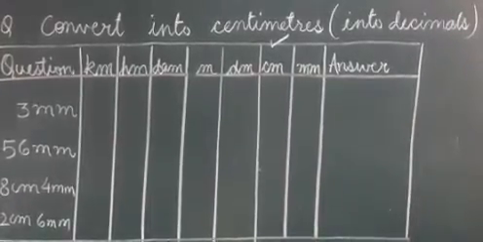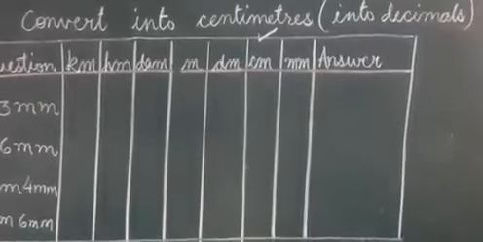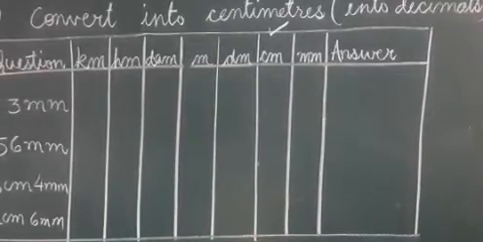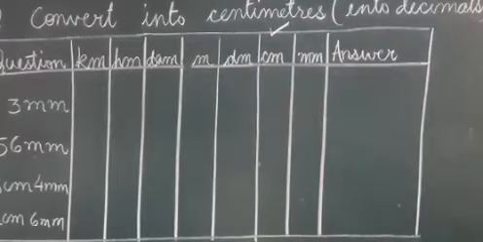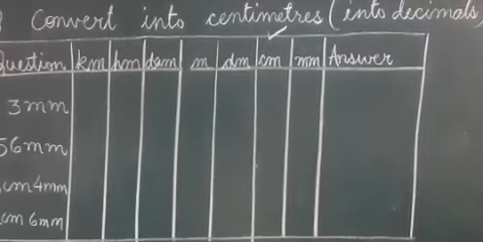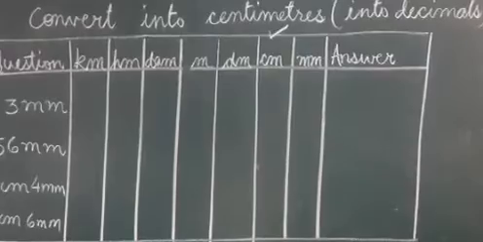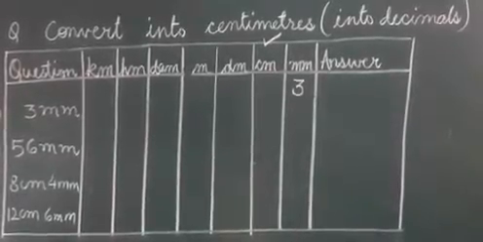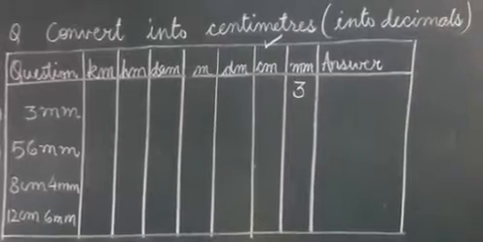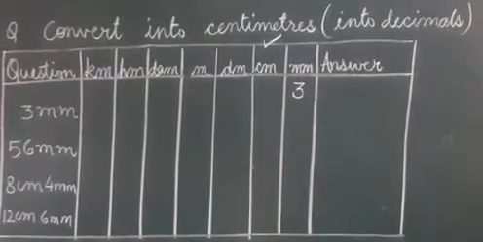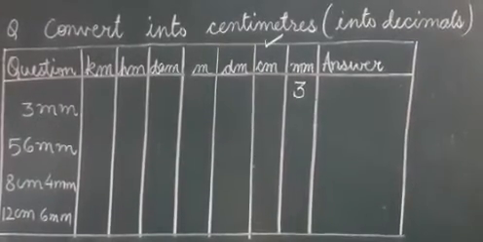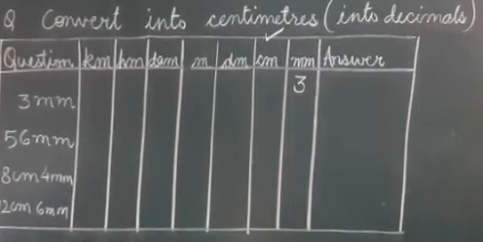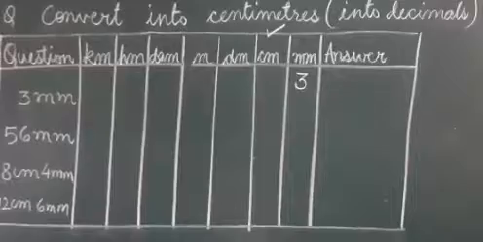Now coming to the first part, the first number is 3 millimeter. Now how will I place this number in the table? First we will look at the unit. The unit here is millimeter and the number is 3. So I will write 3 in the millimeters column. Now all of you know where the millimeter column is. Now I have to write the answer in centimeter, but in the centimeter column we don't have any number, so we will simply write 0.